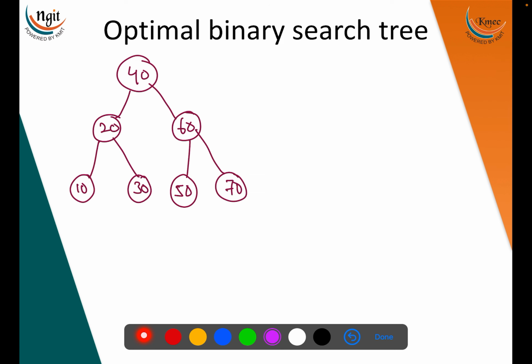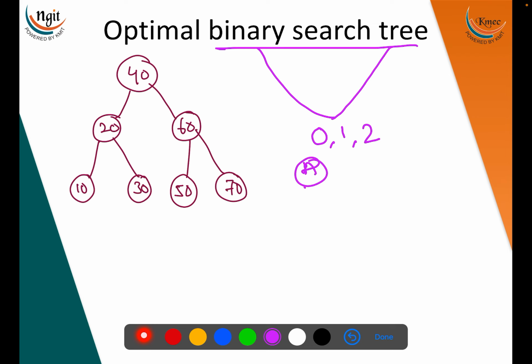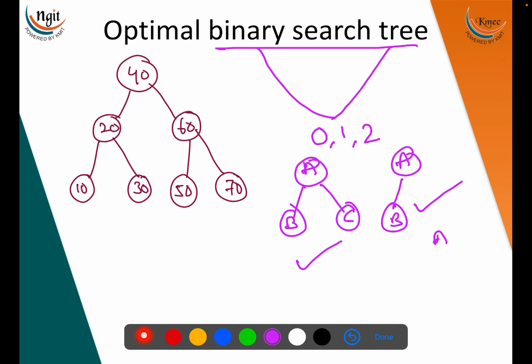Now let's get started. So what is binary search tree? A binary tree is a tree where each node will have at most 2 children. That is called a binary tree. Now if I consider any tree, can I call this a binary tree? Yes, it is a binary tree. Can I call this a binary tree? Yes, it is a binary tree.